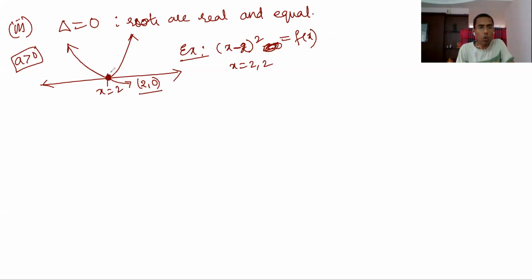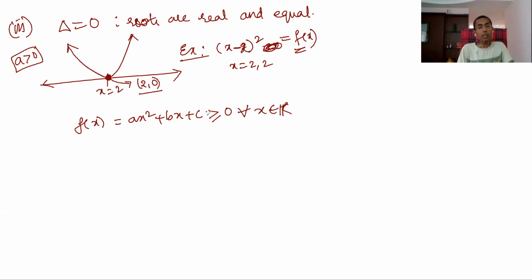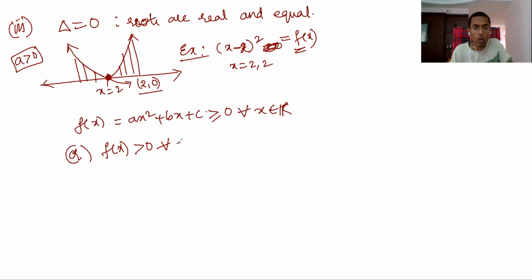So when a is greater than 0, what we are discussing is the expression f of x equal to ax square plus bx plus c. This is an example only. This f of x is always greater than or equal to 0 for all real numbers. For any real number, either it is positive or it is 0. Or you can say f of x is greater than 0 for all real numbers except one value. What is that? Minus b by 2a.